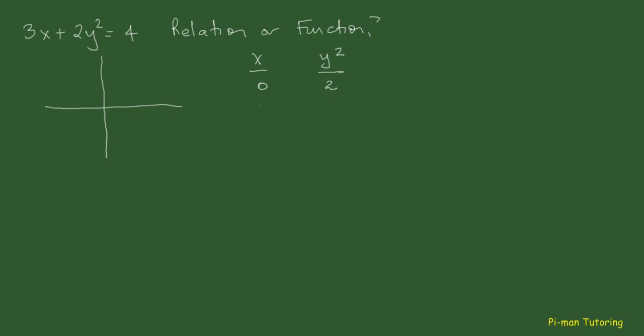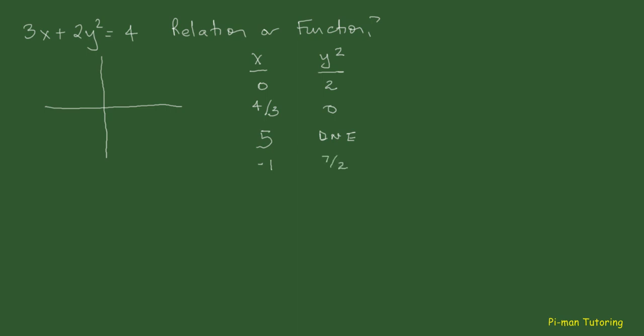If we feed in a value of x of 4 over 3, multiply that by 3, you get a 4, and that means that the 2y squared must be 0. So y squared is 0. If you feed in a value of 5 for x, 2y squared would have to be a negative number. That's not possible, so that does not exist. And if we feed in a negative 1 for the x value, we would get 2y squared is equal to 7, and therefore y squared would be 7 over 2.